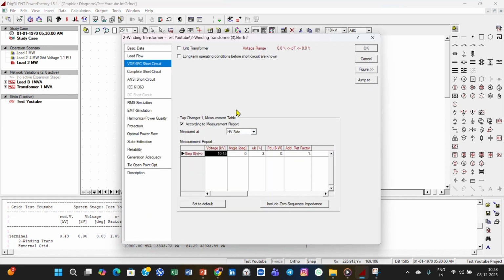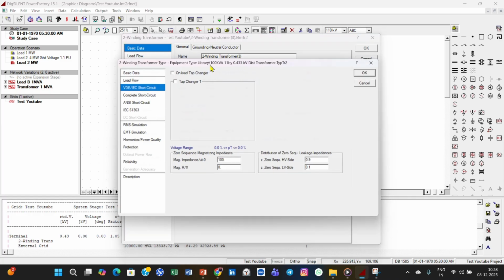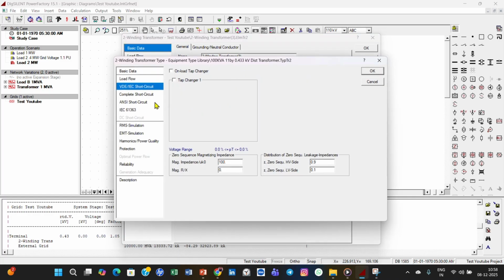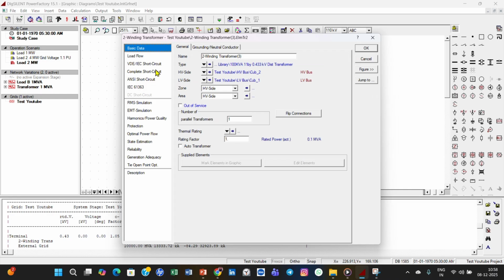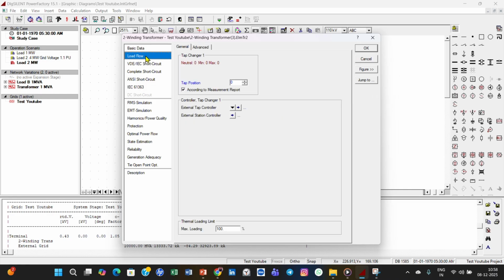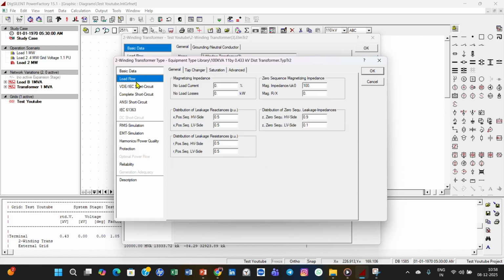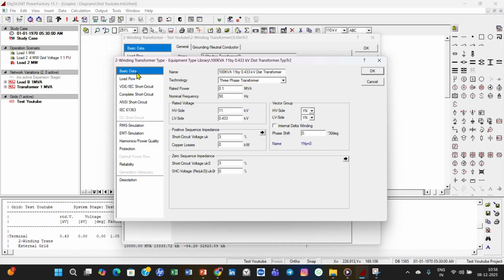We can double click here and go to the basic data, and here you can see what we have defined. We have defined the kMVA, the primary voltage and secondary voltage, and the short circuit voltage, that is the percentage impedance. You can see the positive sequence impedance is 3%, and the zero sequence impedance is also 3%.